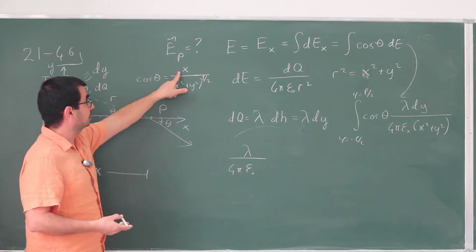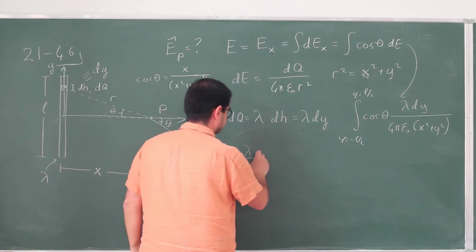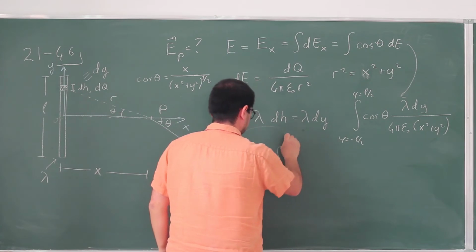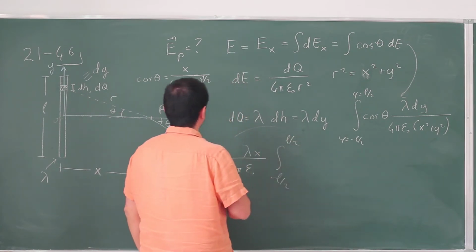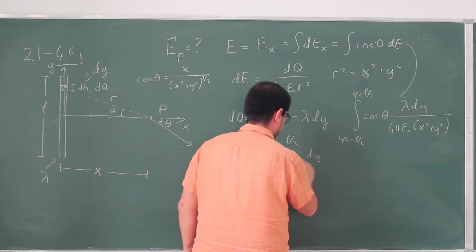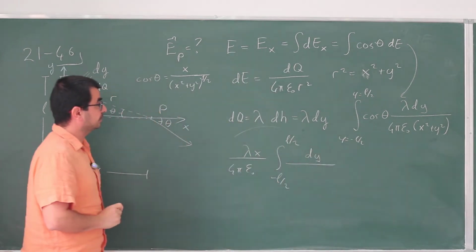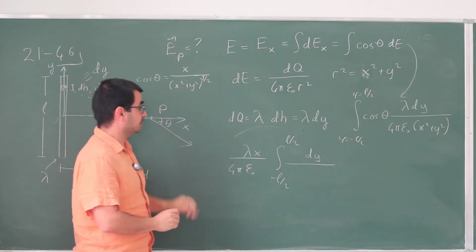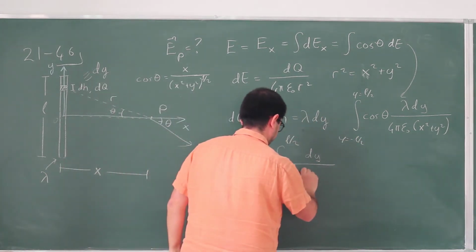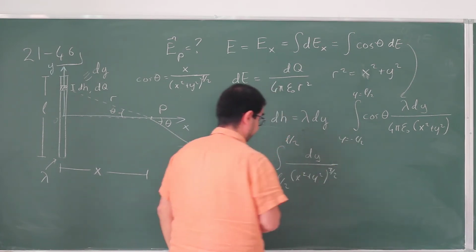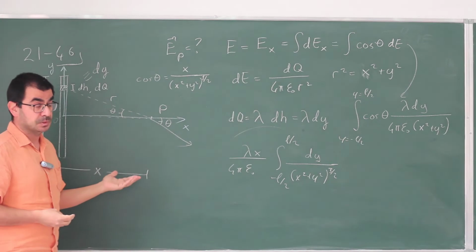Now this is also a constant, so I can take that out. So this is from minus L over 2 to L over 2. I have dy in the numerator. And in the denominator, I have x squared plus y squared times the square root of x squared plus y squared. So that comes to x squared plus y squared to the 3 halves. Now, how do you take this integral?